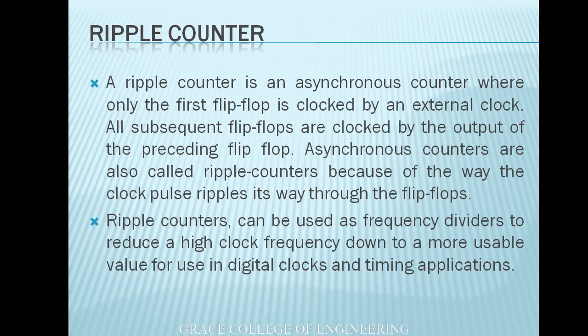A ripple counter is an asynchronous counter where only the first flip-flop is clocked by an external clock. All subsequent flip-flops are clocked by the output of the preceding flip-flop. Asynchronous counters are also called ripple counters because of the way the clock pulse ripples its way through the flip-flops. Ripple counters can be used as frequency dividers to reduce a high clock frequency down to a more usable value for use in digital clocks and timing applications.